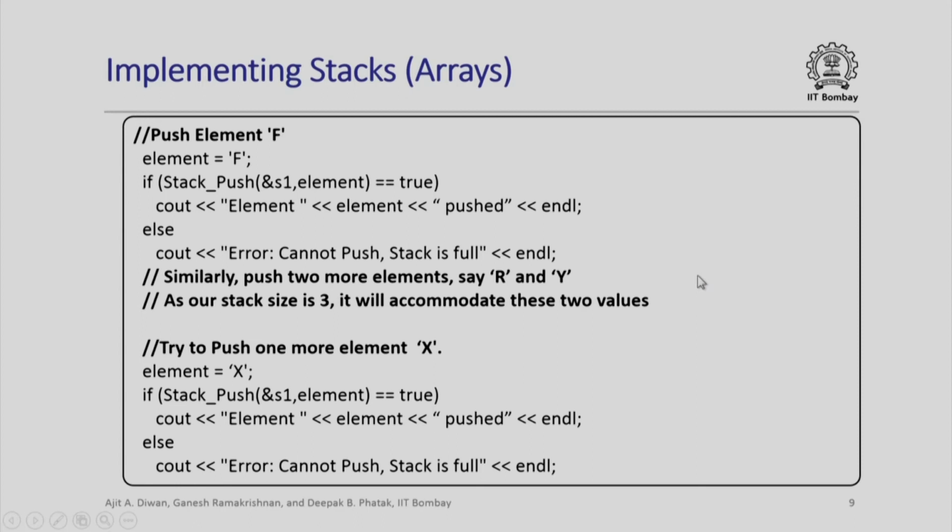Next, in our main program, we will push elements one by one. Since we agreed that the first element will be f, we set the value of element to f and use the stack push function. If the stack push happens to be true, that means the element got pushed, we just print out an appropriate message. Otherwise, this program will print an error message. Note that since the size is 3, it can accommodate up to 3 elements, so f will definitely get pushed.